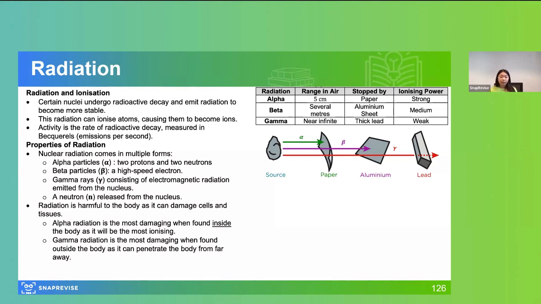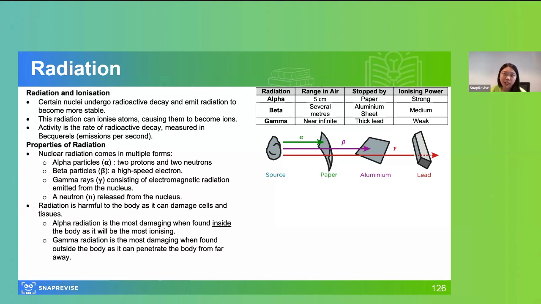Okay, radiation. What radiation essentially is: when a nuclide undergoes radioactive decay, it's going to emit radiation to become more stable. Radiation usually can ionize atoms. This means that if there's radiation somewhere and there are atoms floating around, it can cause these atoms to become ions. Activity is what you would call the rate of radioactive decay, and it's measured in emissions per second, or becquerels. I don't know how to pronounce that very well, but that is the unit. Remember the units very well.